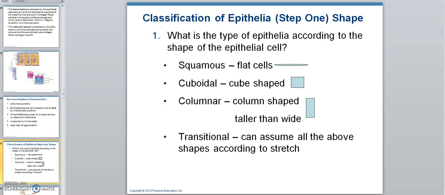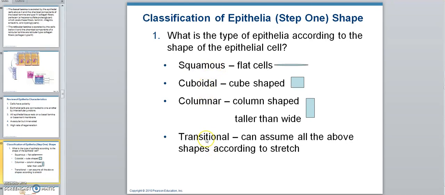The first thing we're going to talk about is classification by shape of the epithelial cell. If the epithelial cell is flat, we call it a squamous shape. If it is as tall as it is wide, we call it a cuboidal shape. If it's taller than it is wide, we call it a columnar shape. So the three major shapes are squamous, cuboidal, columnar.